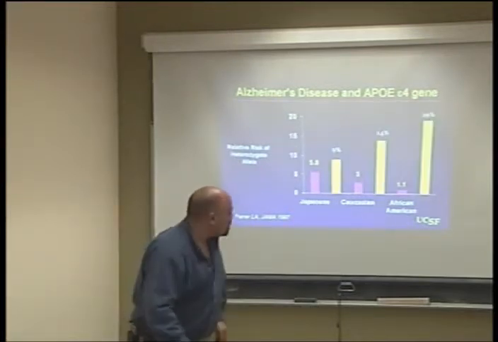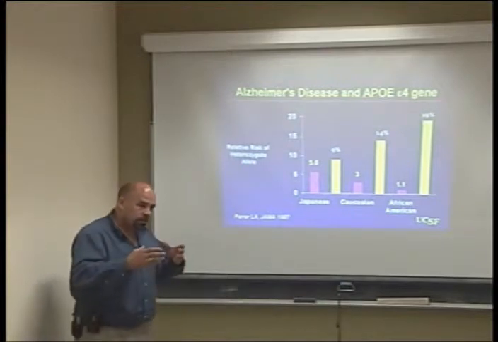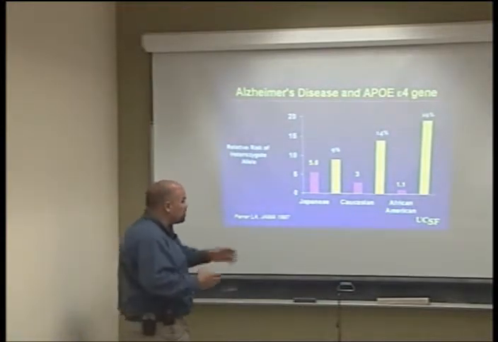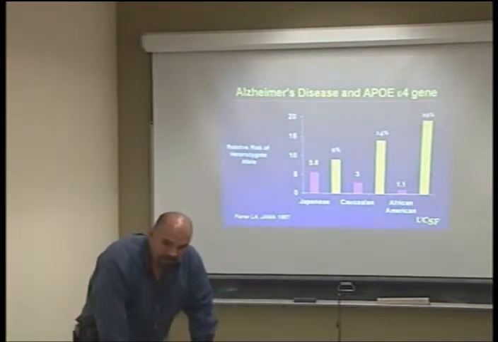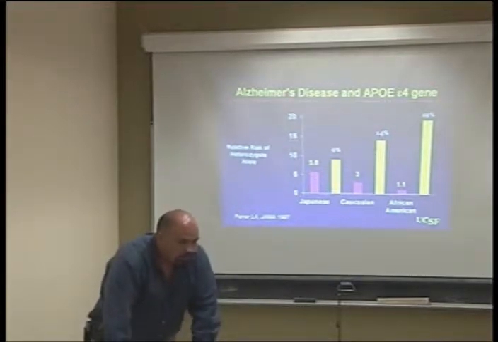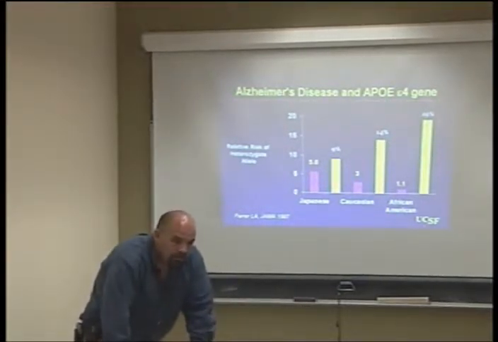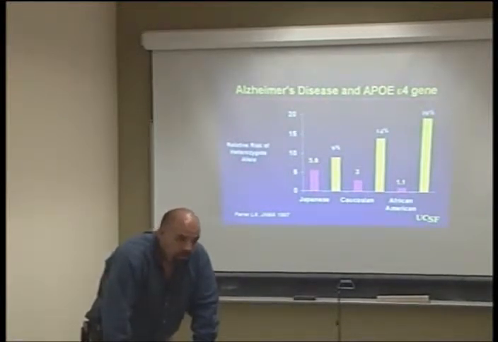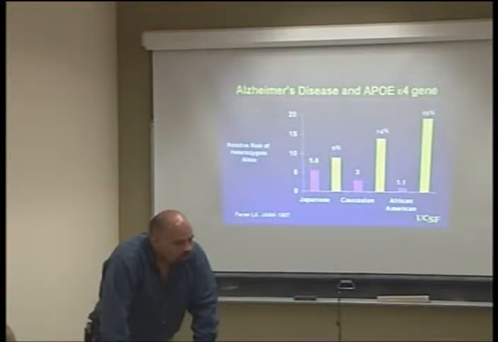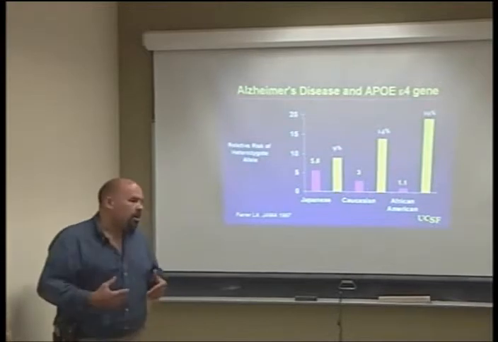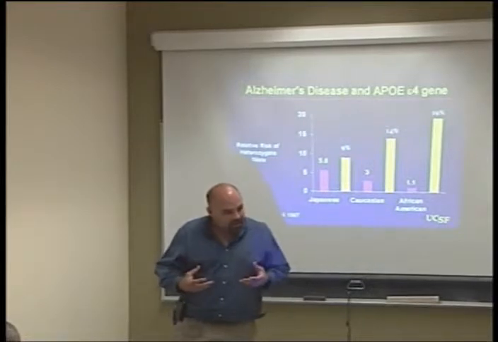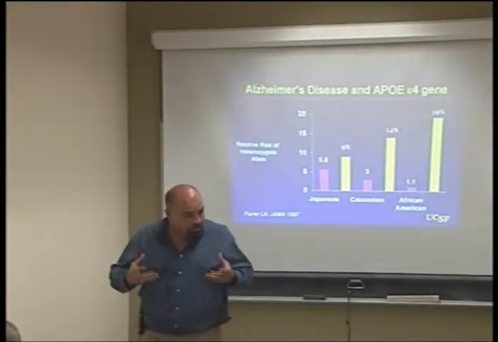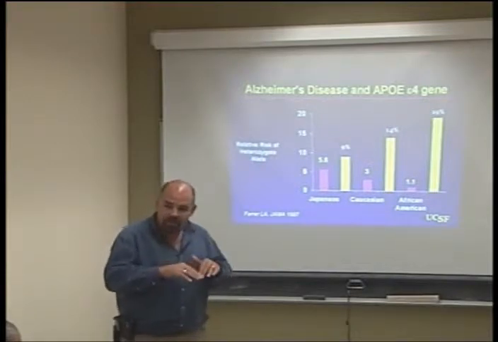What's interesting, though, when you look at the frequency of the E4 allele in different populations, which is shown here in yellow, it's highest in African Americans. The fascinating thing is African Americans get Alzheimer's disease at the same rate as Japanese and Caucasians. So an important question is, did we miss the Alzheimer's gene entirely in African Americans? Or is there something that's important, whether it's environmental, cultural, dietary, or genetic within the African American gene pool that is somehow modifying the effect of the E4 allele?